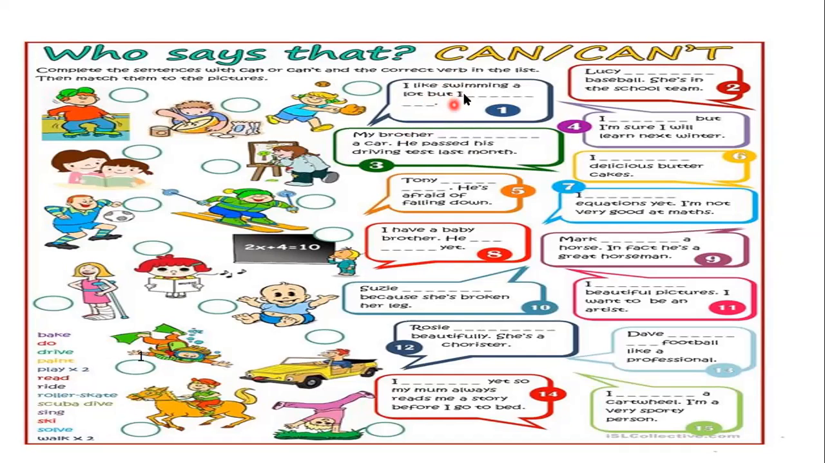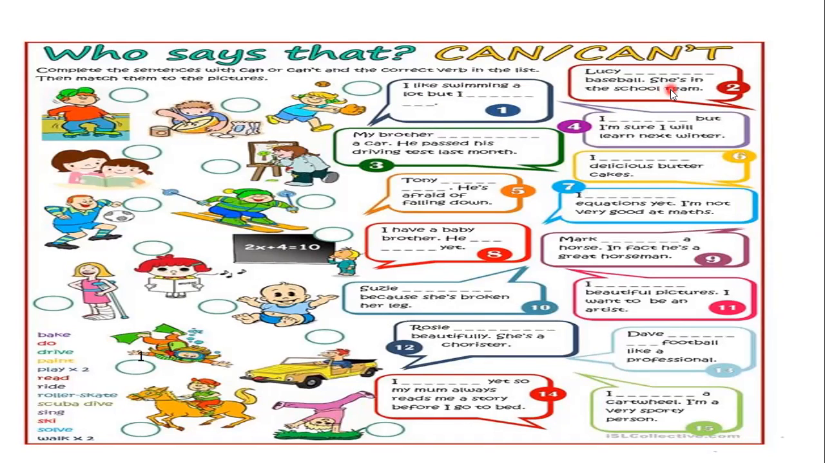So look that whenever we are going to use a negative form or can't, we normally have the conjunction but. Remember that we use but when we are comparing two ideas that are quite different, right? So I can do this, but I can't do that. Okay, thank you. Who would like to help me with number two?